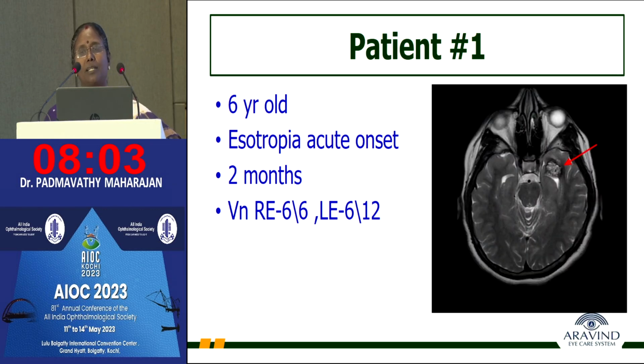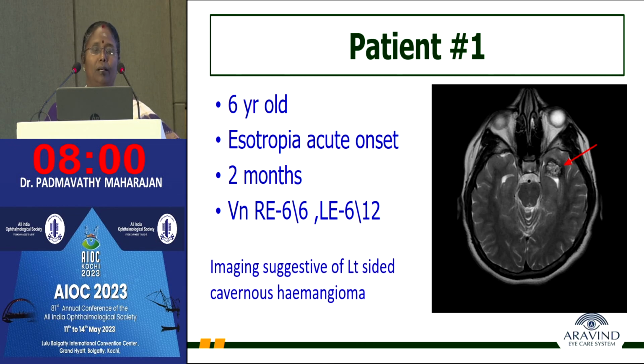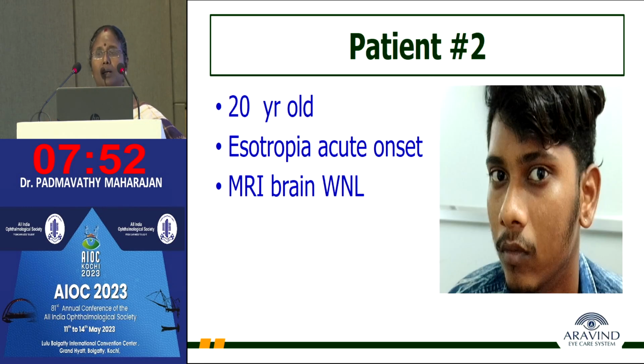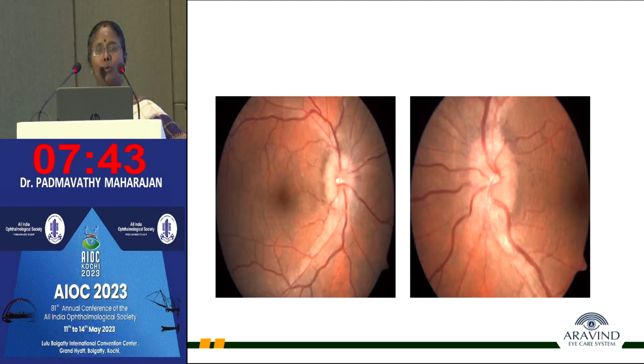The imaging was done. It was suggestive of a left-sided cavernous hemangioma. Any child with acute onset of ET, you have to image. This was a 20-year-old with right eye 6th nerve palsy. The MRI brain was within normal limits. The clue was in the fundus, which showed disc edema.